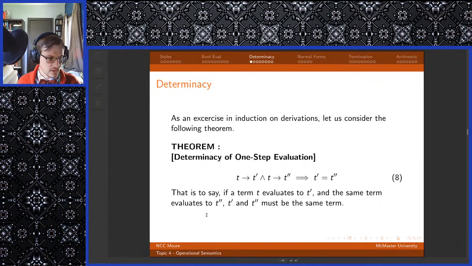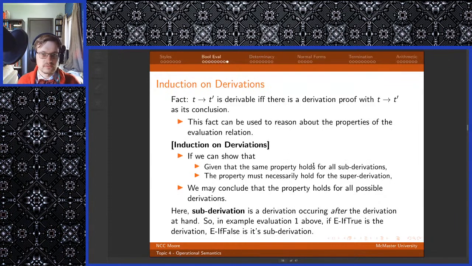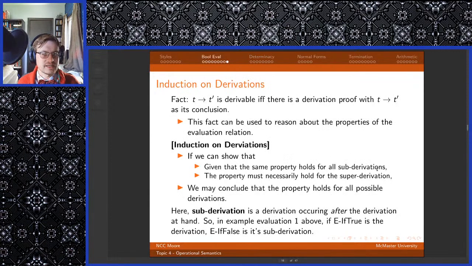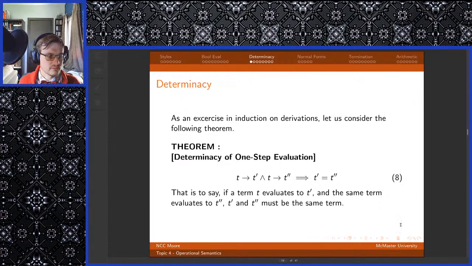So, did I misspell derivation? Derivations? Derivation. That's funny. Yeah. Well, I actually did spell check it, so maybe that is a proper word.